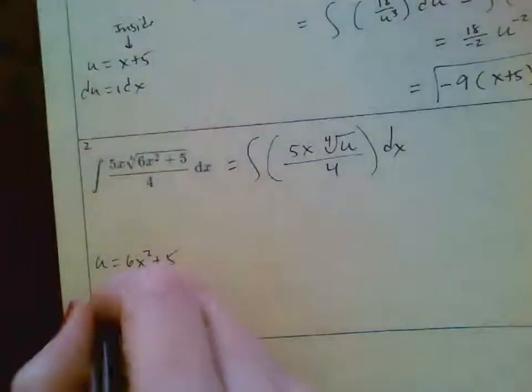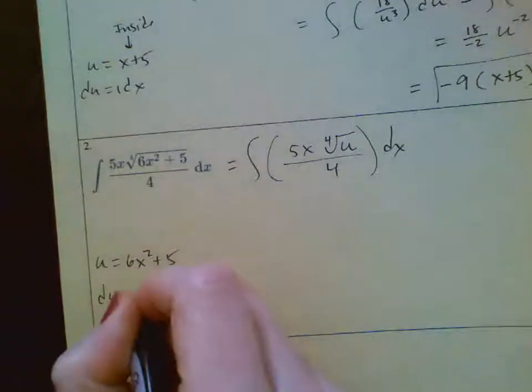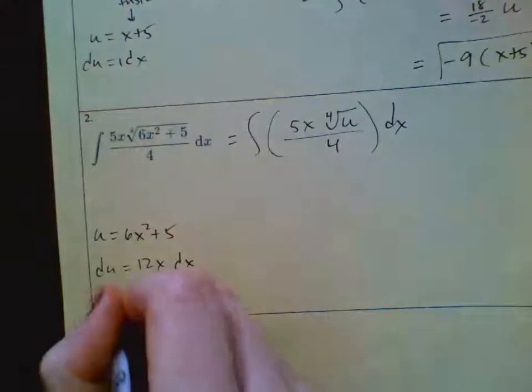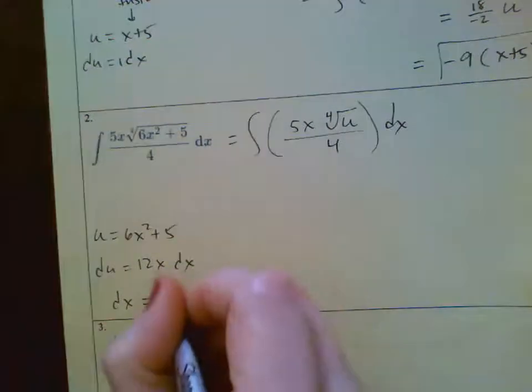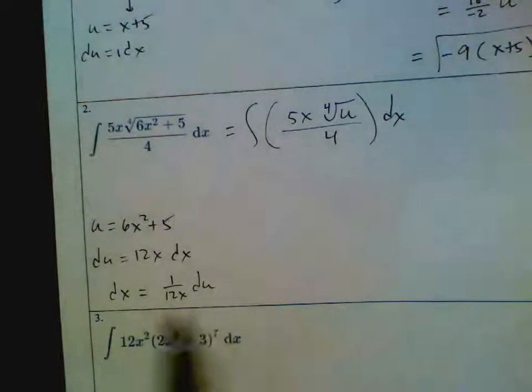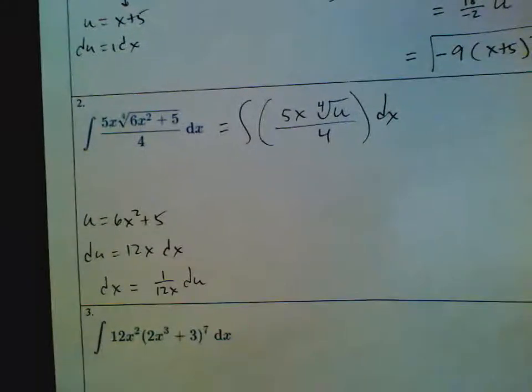So that's where you do this thing. You go du equals, you take the derivative, which is 12x dx. And then so dx, oh, this is going to work, is 1 over 12x du. So dx is this, so this is going in for dx.